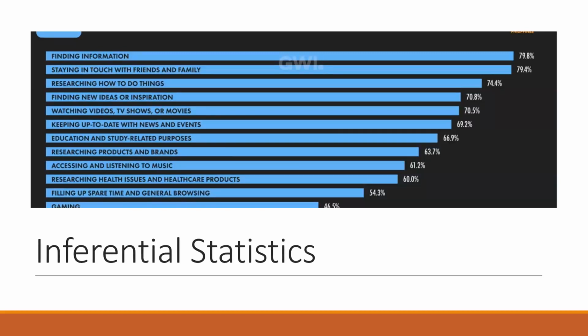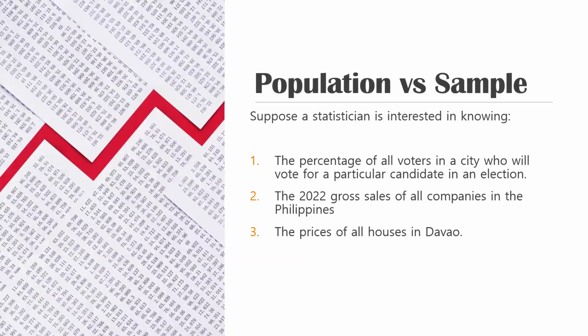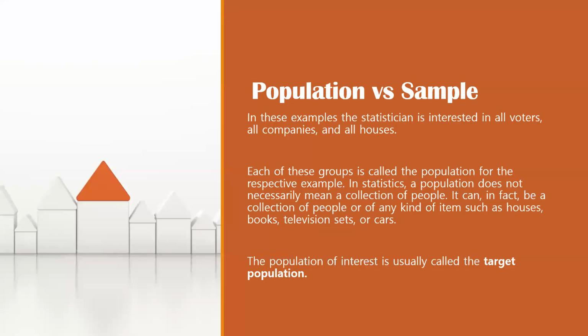So this is an example of a graph showing inferential statistics. Population versus sample. Suppose a statistician is interested in knowing the percentage of all voters in a city who will vote for a particular candidate in an election, or the 2022 gross sales of all companies in the Philippines, or the prices of all houses in Davao. In these examples, the statistician is interested in all voters, all companies, and all houses. Each of these groups is called the population for their respective example.